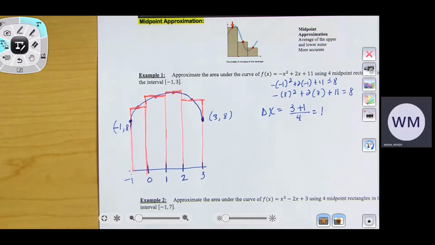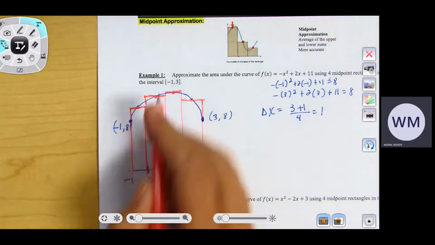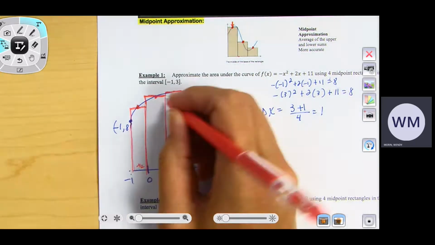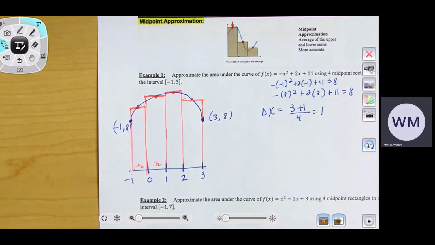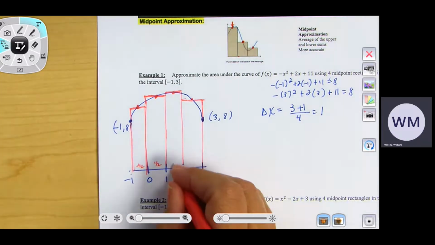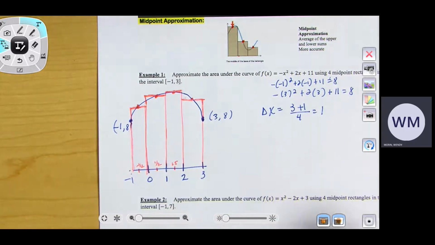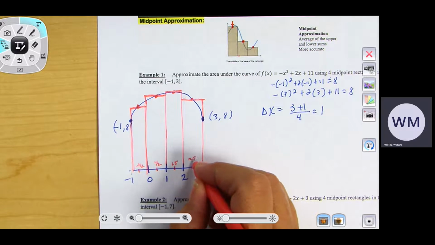So we need to figure out these y values. Well, what are the x values for this one? This is a negative 1/2. This one is a positive 1/2. This one right here is 1.5. We're halfway in between. That's why it's called the midpoint. And this one right here is 2.5.